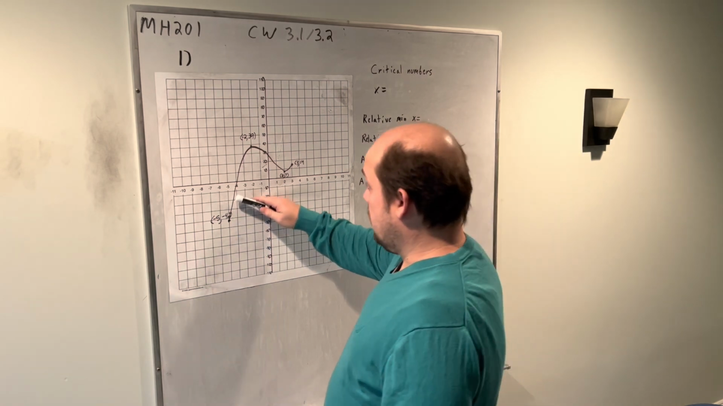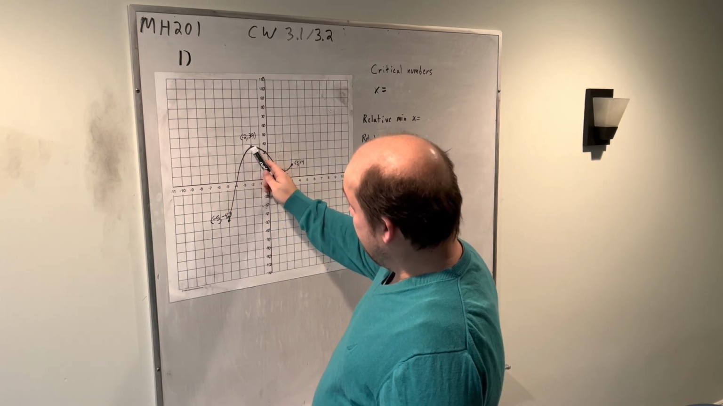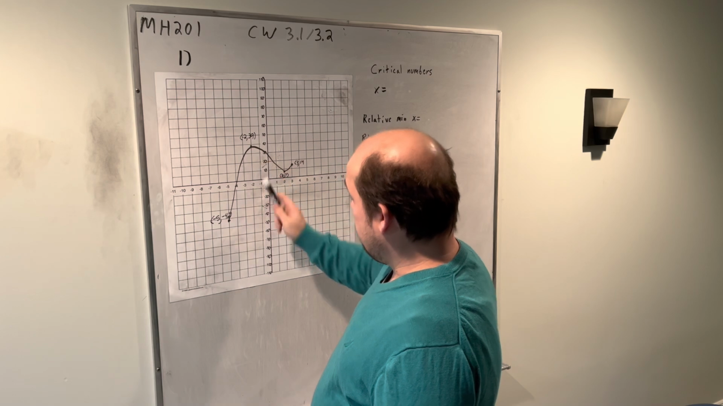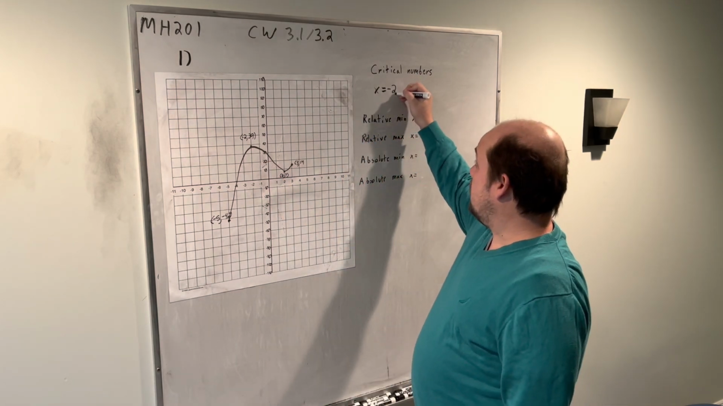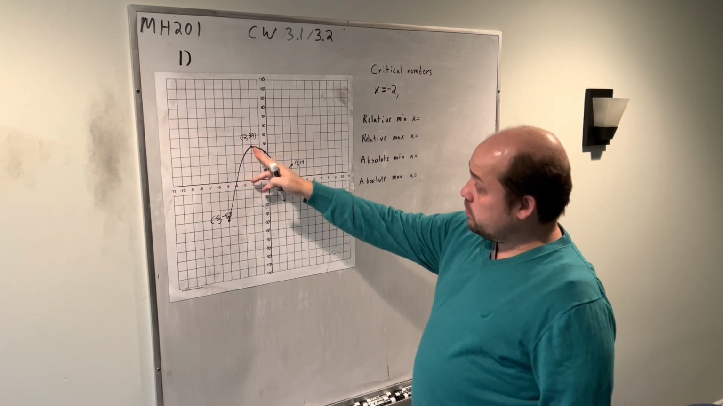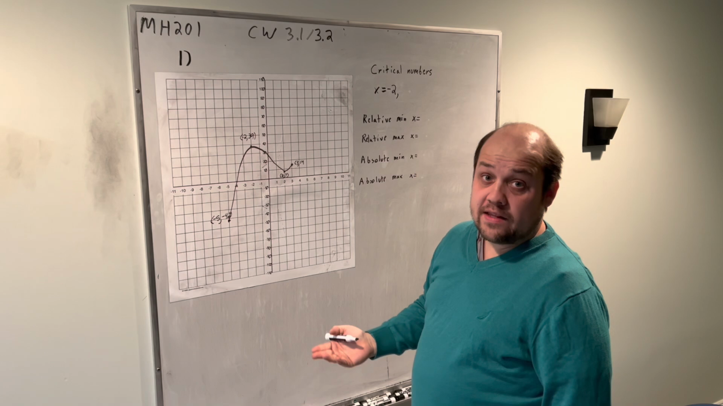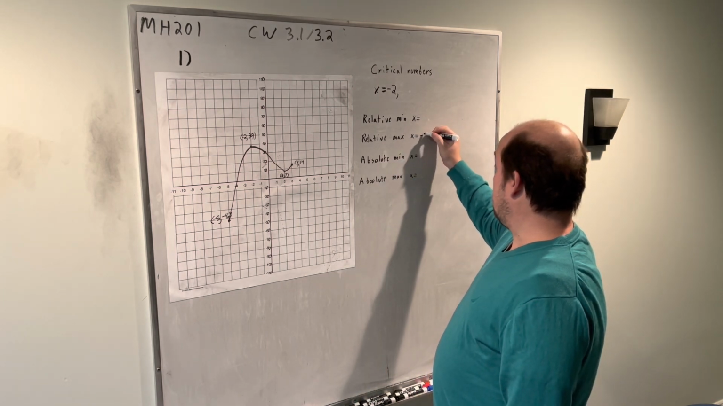So as I go along, I see that here I was increasing in the graph until I got to this point, x equals -2, and past x equals -2, I'm decreasing. That makes -2 a critical number. It also makes -2 a maximum, a relative maximum. So I'm going to put relative max, -2.